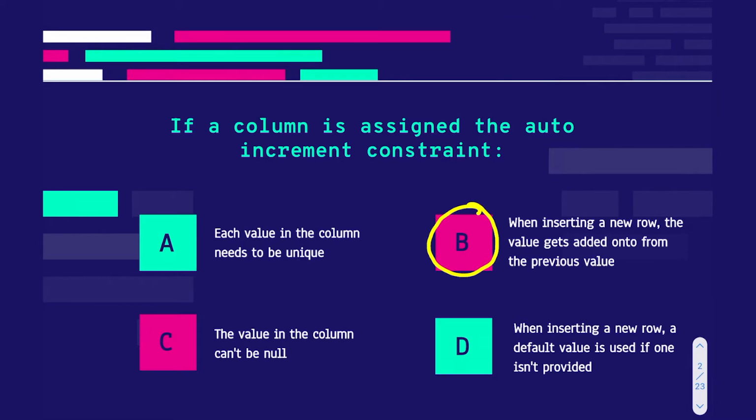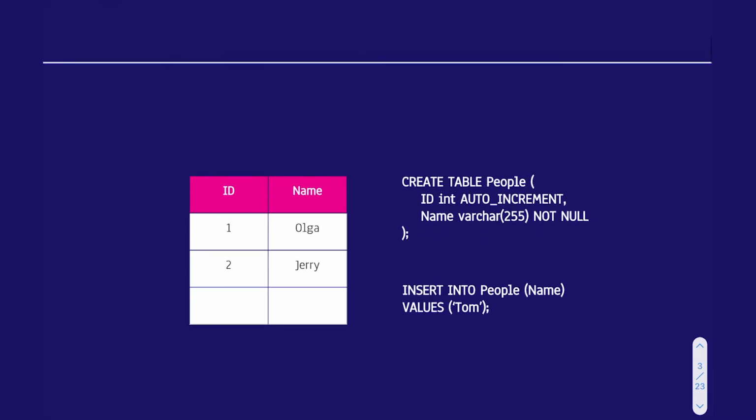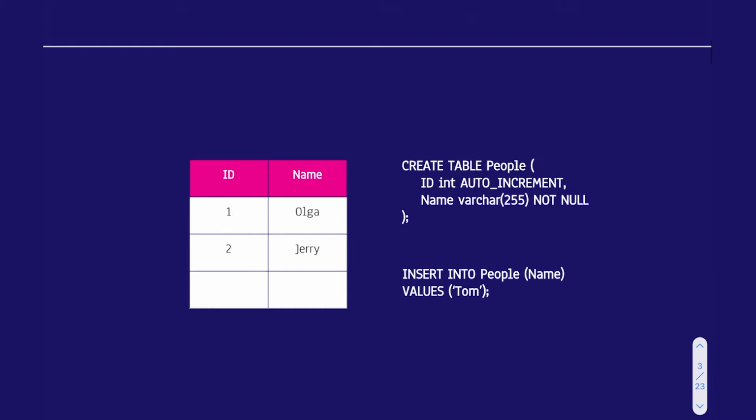Yeah, so auto increment, you can think of this as when we increment, we just add one onto that previous value, and this is done automatically. So if you wanted to have this table where we have the ID and the name, and we say that the ID should auto increment, what we're saying is every single time a new entry is added, just increment that ID by 1. So here we've got this insert statement, and we're inserting into the people table. We're inserting the name, and the value is Tom.